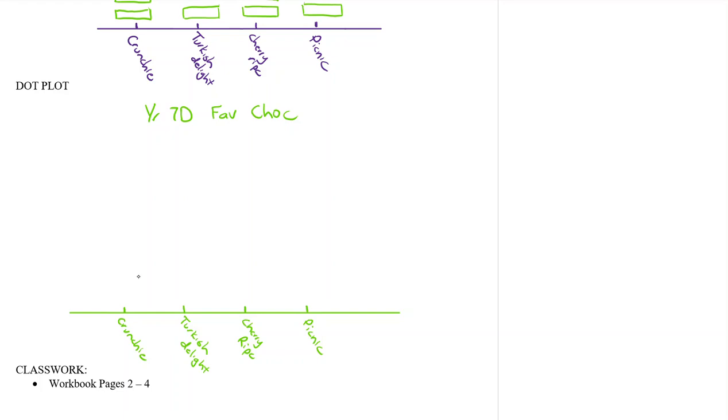And my Crunchy needs 5 dots. 1, 2, 3, 4, 5. Just like the pictogram, try and keep the dots evenly spaced. Turkish Delight needs 6. Cherry Ripe needs 4. And our Picnic needs 7.